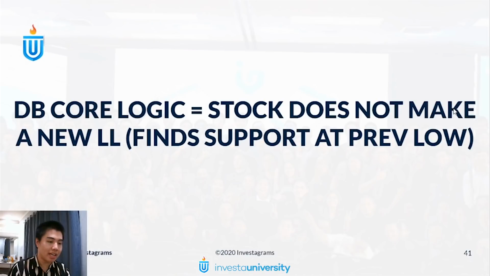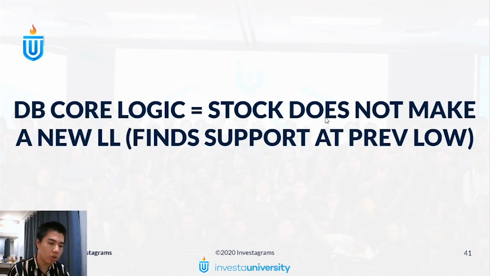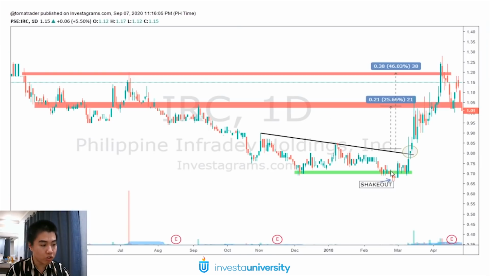So, another way to trade mga double bottoms is to wait for it to break the neckline, not to exactly buy it here, but if you're going for a bigger move, you can wait for it to break the neckline. Right, so again, what's the core logic dito? The core logic here, kung bakit siya bullish reversal pattern, is because a stock does not make a new lower low and it finds support at the previous low. Diba? Nag-new low nga siya dito, pero nag-recover ka agad.